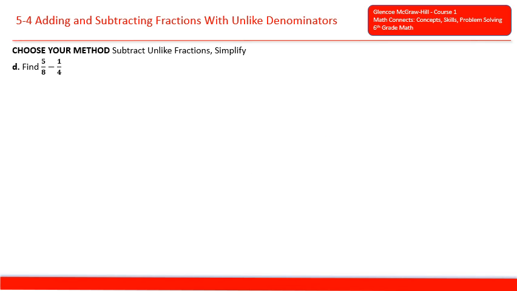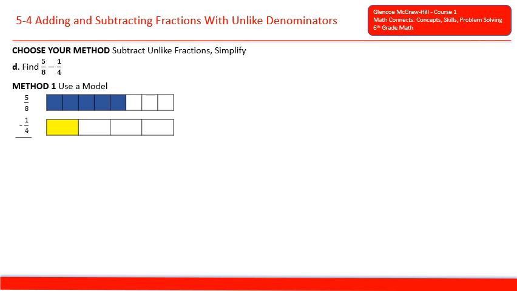Find 5/8 minus 1/4. Using a model, we have 5/8 shaded in, and then we're going to have 1/4 shaded in. And if we were to subtract that, we would end up with 3/8.